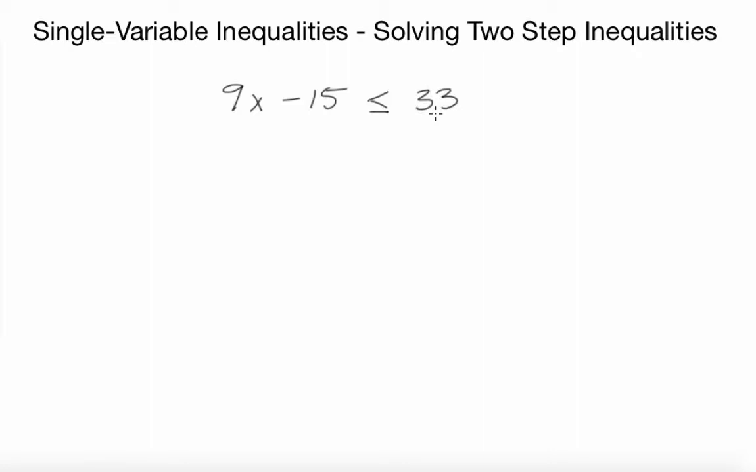So here we've got 9 times x, 9 times some unknown number. We're going to try and solve it. And if I subtract 15 from that, I want that to all be less than or equal to 33. So my problem is, what is the unknown solution set? What are all the possible numbers that I can put in for x that'll make that whole left side less than or equal to 33?